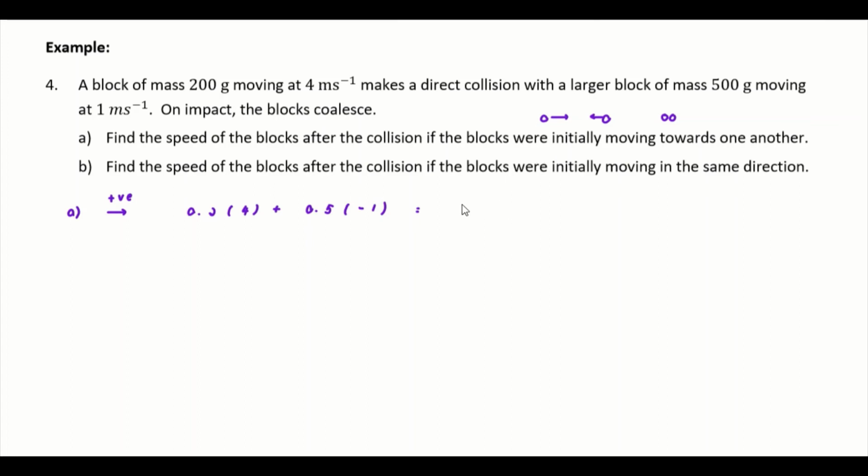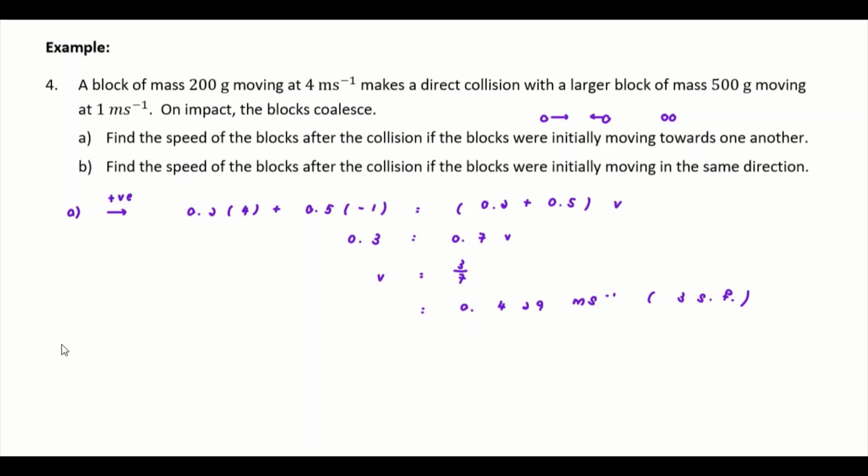So we have mass 1, 0.2, plus mass 2, 0.5, multiplied with the final velocity. It's the same thing if you split it into 0.2v plus 0.5v. The idea is that when they coalesce, v is the same for these two objects. So 0.8 minus 0.5, we have 0.3 equal to 0.7v. So v is equal to 3 over 7, which gives us, to three significant figures, 0.429 meter per second. That's basically the answer for part A.